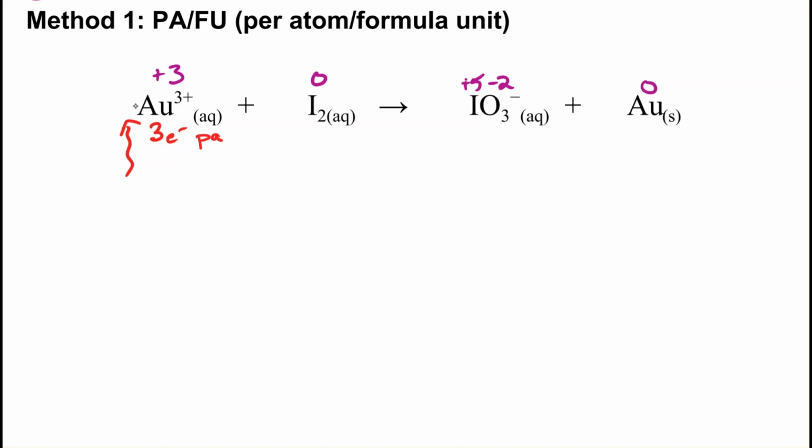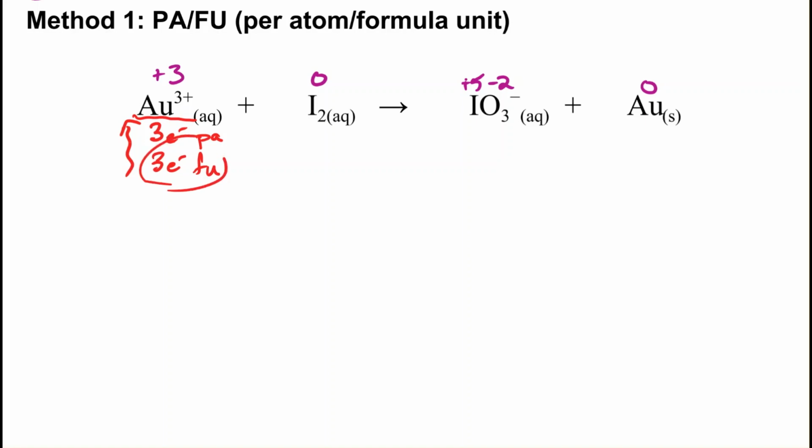And there's only 1 atom in this entire formula unit. The formula unit is just everything that's written here. There's only 1 atom there. So it's 3 electrons per atom times 1. So 3 electrons in the formula unit. And that's what we care about, the formula unit.